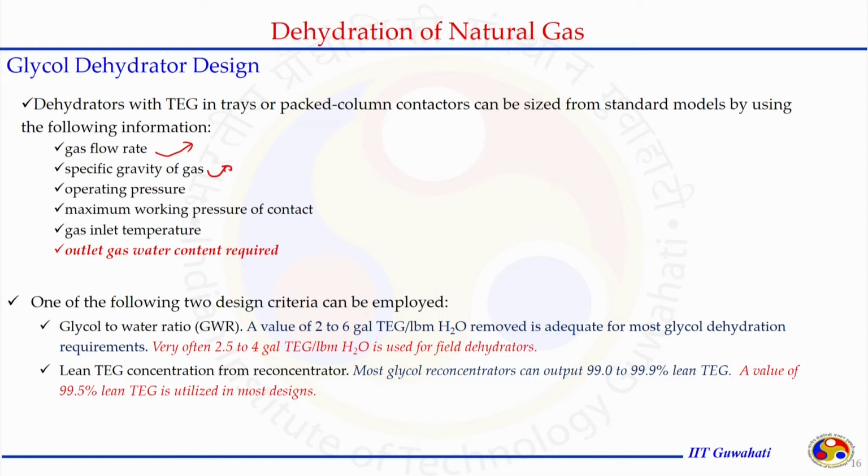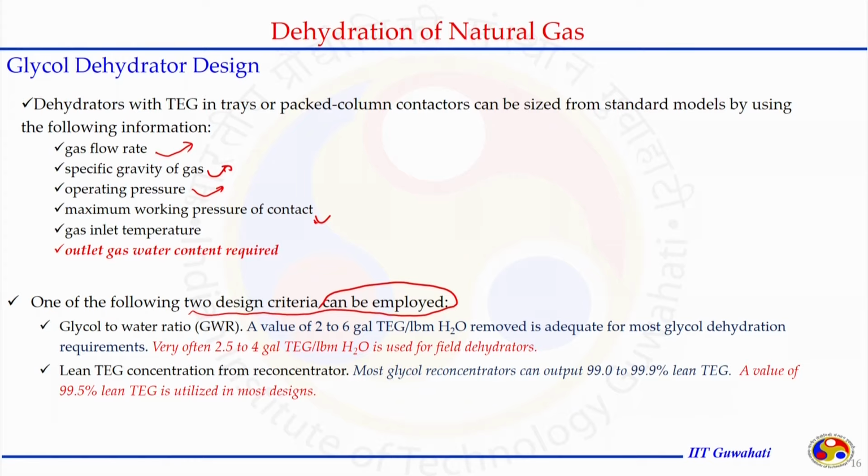So, for example, glycol to water ratio. When we say this much percent of water content is present in the natural gas, we want to reach a certain percent of water content by removing the water from the natural gas. How much glycol circulation should be employed to achieve that target? And it is said the GWR, glycol to water ratio, should be in the range of 2 to 6, so 2 to 6 gallons TEG per lbm of H2O. It should be in the range of 2.5 to 4 for field dehydrator operations.